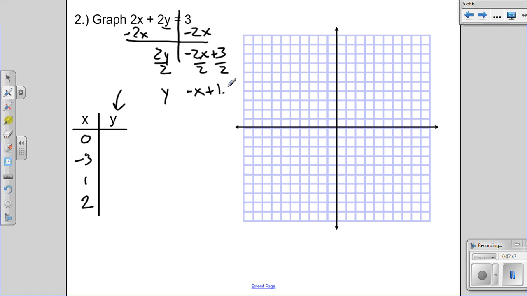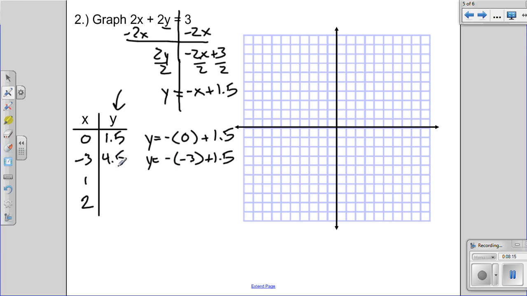And if you want to show it as a decimal, you can: 1.5, or a fraction, 3/2. So that's where we're at. Now I'm going to plug values in. So y is equal to negative input plus 1.5. I plug 0 in, get 1.5. Again, you just evaluate here. Now I'm going to plug in -3. Notice we have two negatives here. Negative on the outside, negative inside, so it's +3. Get 4.5.